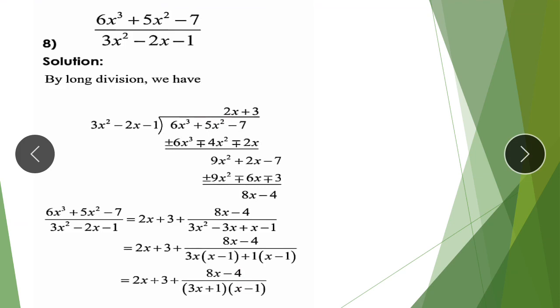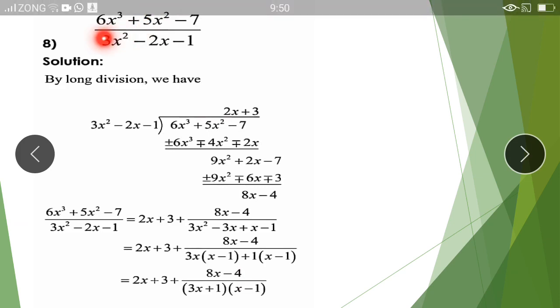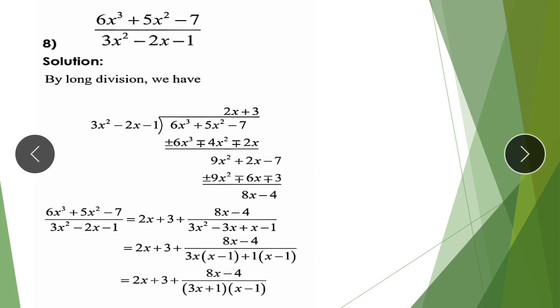Okay, now this is the last part of this exercise. Here you can see the degree of the numerator is greater than the degree of the denominator. It's cube and this is square. It means this is an improper fraction. This is greater and this is less. So we can convert this improper fraction into a proper fraction by the long division method. Here we can write the numerator inside and the denominator as divisor.